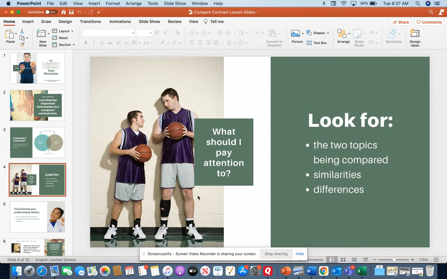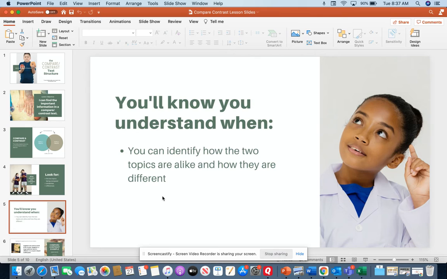All right, this is what you should pay attention to when you are reading compare and contrast text. You need to look for the two topics being compared, the similarities or the way they're the same, and the differences or the way they're different. You'll know you understand when you can identify how the two topics are alike and how they are different. So if you're reading a nonfiction and it's talking about two different topics and it's telling you how they're the same and how they're different, that is the most important thing that you need to look for.